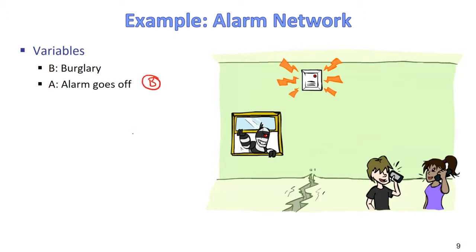Then the alarm goes off with sound. So what is the relation between A and B? Usually, if there is a burglary, then the alarm will sound. So the alarm will go off. So intuitively we can say B causes the alarm.